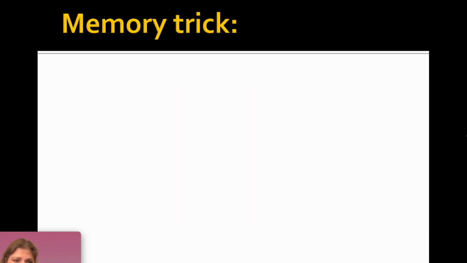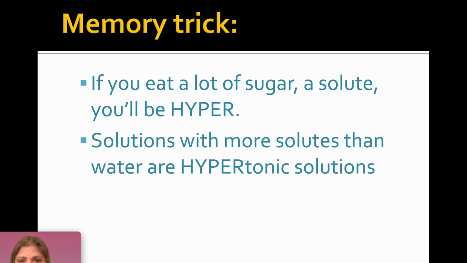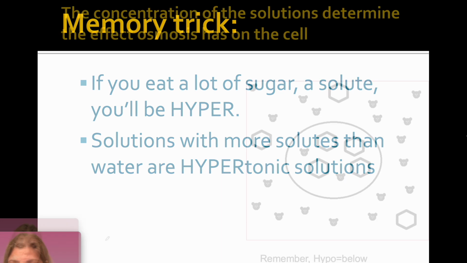My memory trick for this isn't great, but if you think about having a lot of sugar, sometimes people who eat a lot of sugar get a sugar rush, and we call it that they're being hyper. And so my memory trick is if you have a lot of sugar, a lot of solutes, then you're going to be hyper. Okay. So solutions with more solutes are hypertonic. By the way, hyper means above. So the solute concentration is above.